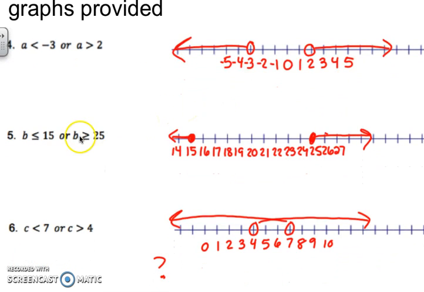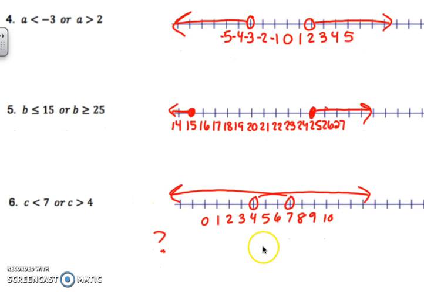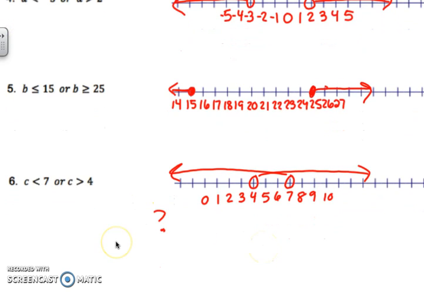On number 5, maybe your number line didn't look like this, but as long as you had 15 closed in going left, 25 closed in going right, you would be correct. And then 6 was a little tricky. So it was an OR problem. However, I had to shade left of the 7, but then right of the 4, which technically covers the whole entire line. So this is a special case.